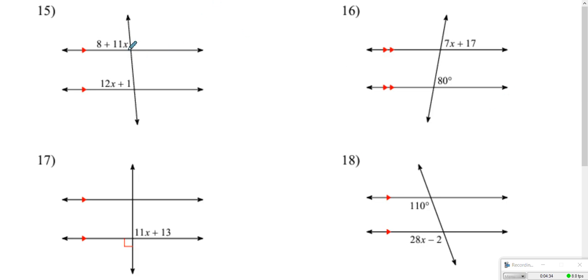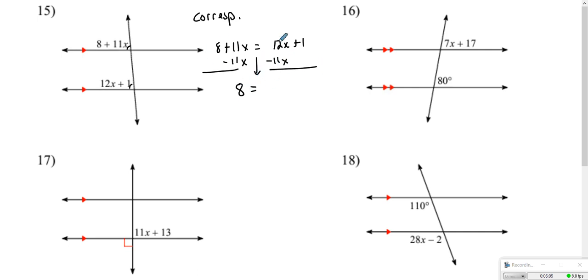Number 15, one inside and one outside, right? Interior, exterior, same side of the transversal. These are corresponding. Corresponding angles are congruent if the lines are parallel. That means we're going to take the 8 plus 11x and the 12x plus 1, and they are going to be equal to each other. I'm going to subtract 11x from both sides. So on the left side, I get 8. Right side, 12x minus 11x is just x, so x plus 1. And subtract the 1 from both sides. X equals 7.